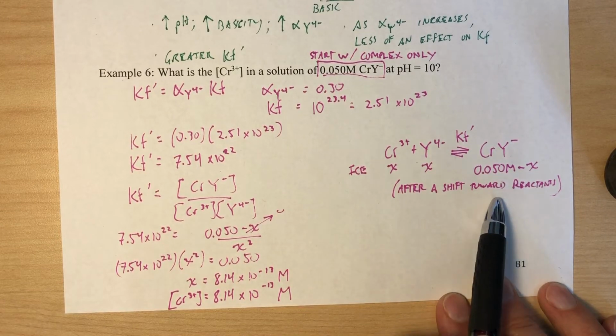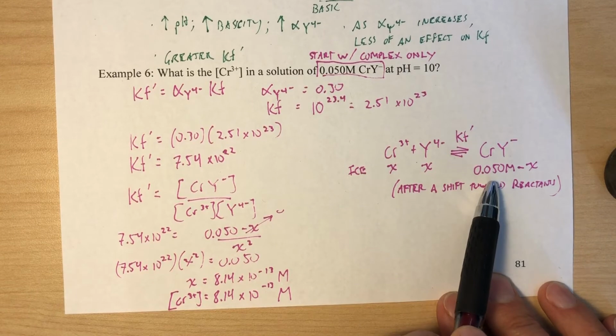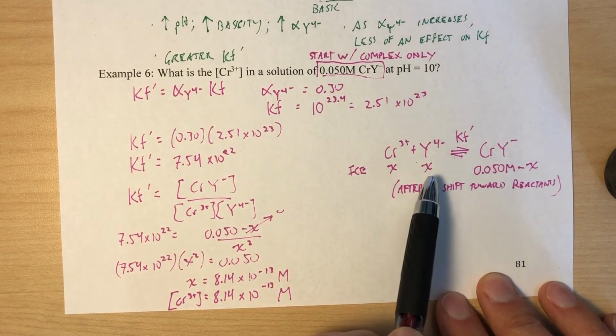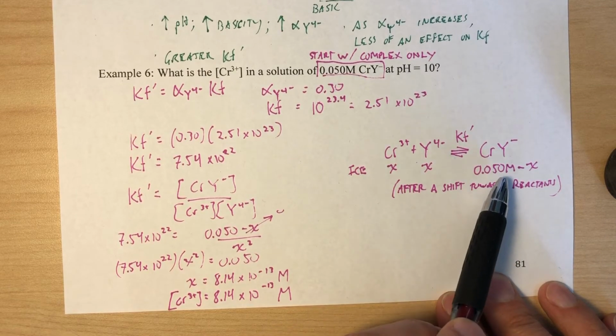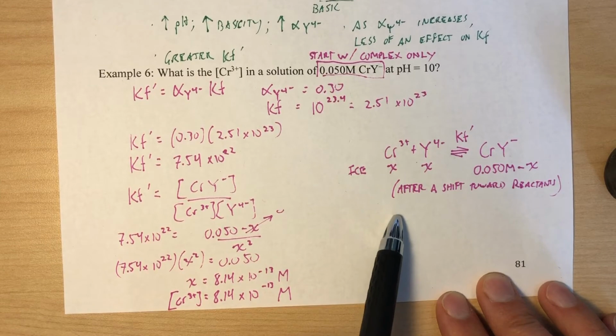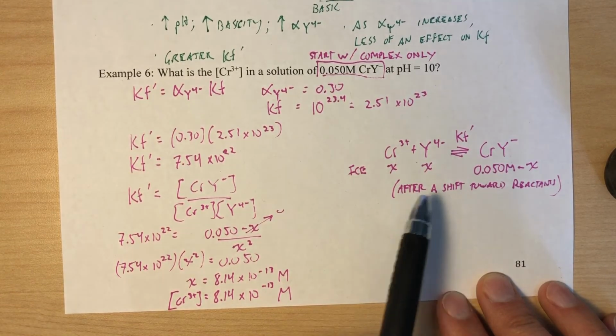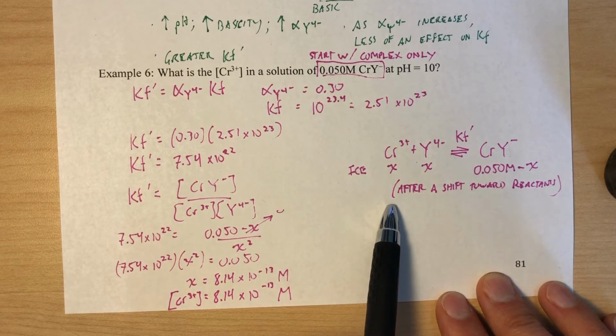And the shift is actually happening in the reverse direction towards the reactant. Here we are starting with the chromium EDTA complex. We have 0 concentration of EDTA and chromium in solution, and so the EDTA goes down in concentration while each of these goes up in concentration. So at equilibrium, we have 0.050 minus x, and we have x and x for our reactants, because we have a shift towards the reactants.